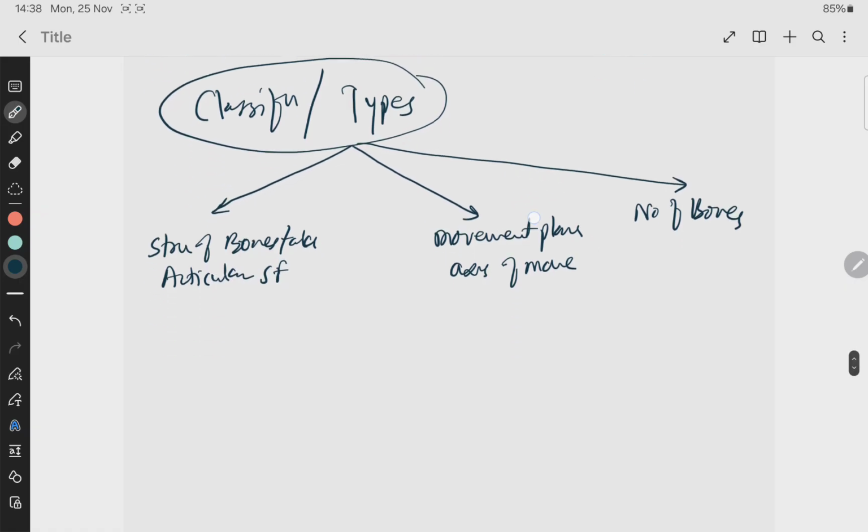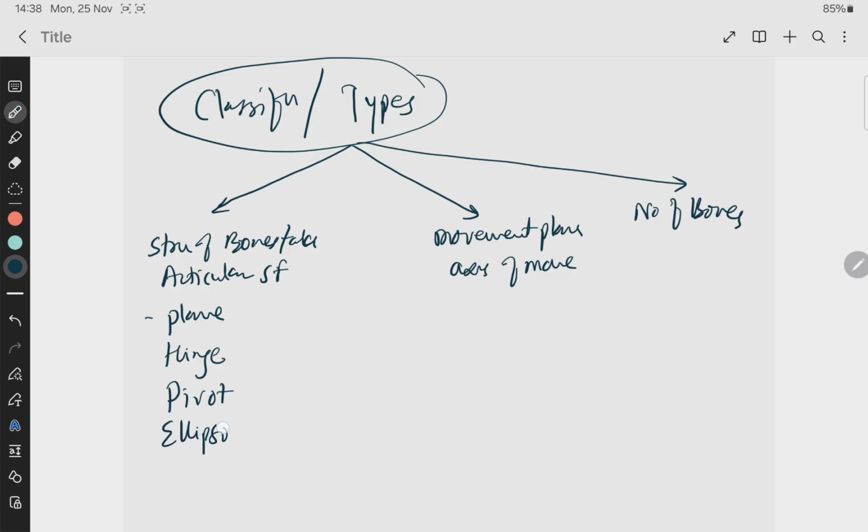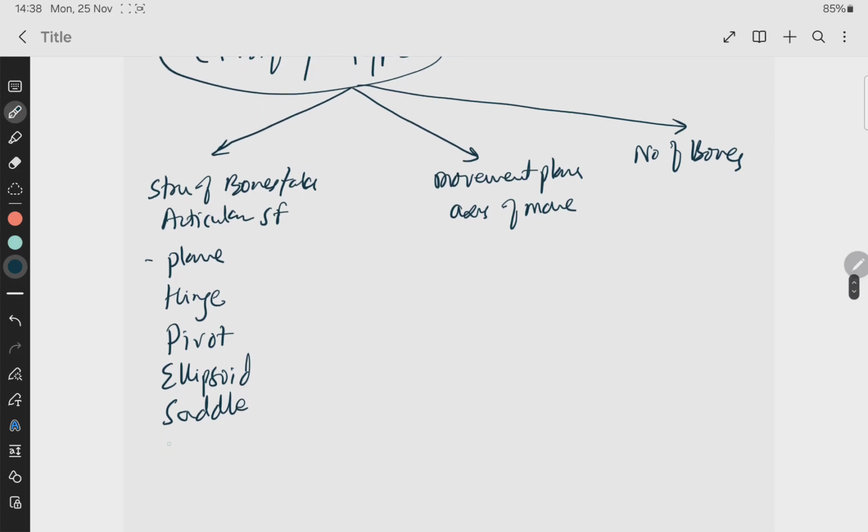According to this shape, they are either plain synovial joints, hinge synovial joints, or pivot type of synovial joints. Then they are either ellipsoid type of synovial joints, saddle type of synovial joints, or ball and socket type of synovial joints. These are the different types of the synovial joints.